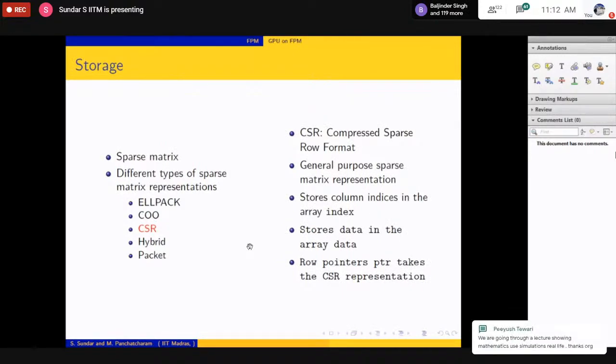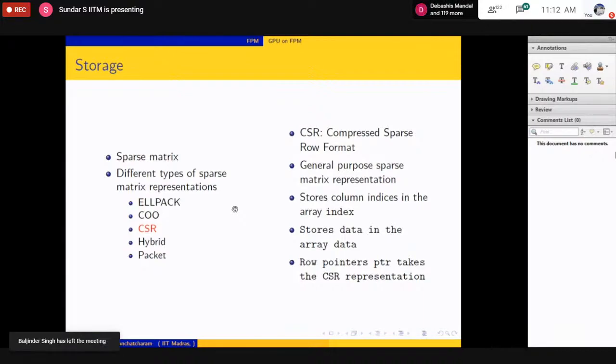The next component, as I told you, so I have talked about the particle management. I have talked about adding and removing particles. I have talked about neighborhood search, neighbor search. I talked about how to store the particles in order to do the computation. Now I am coming to the storage, because I need a linear system when I am solving a Poisson problem.